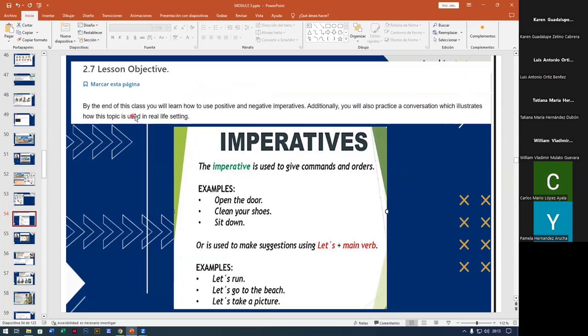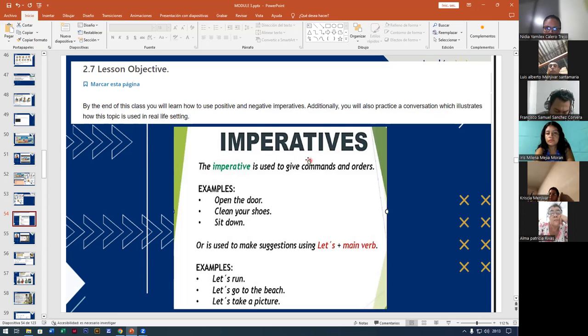Let's see that by the end of this class, you will learn how to use positive and negative imperatives. Additionally, you will also practice a conversation which illustrates how this topic is used in real life settings. So let's check. What are imperatives? The imperative is used to give commands and orders. So you give an order to a person or you give an instruction also.